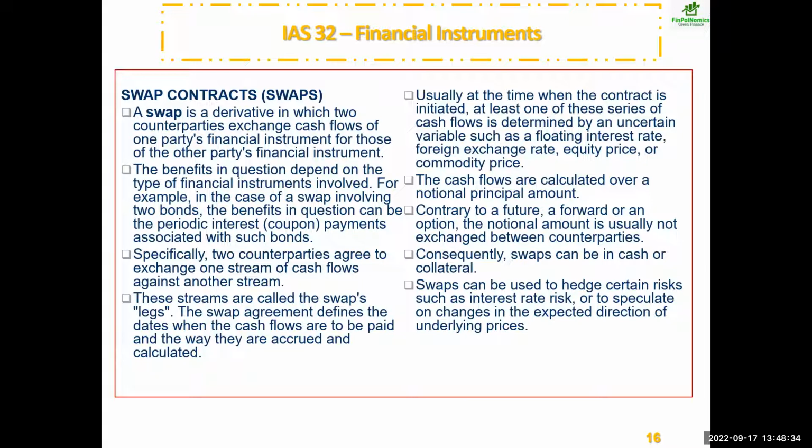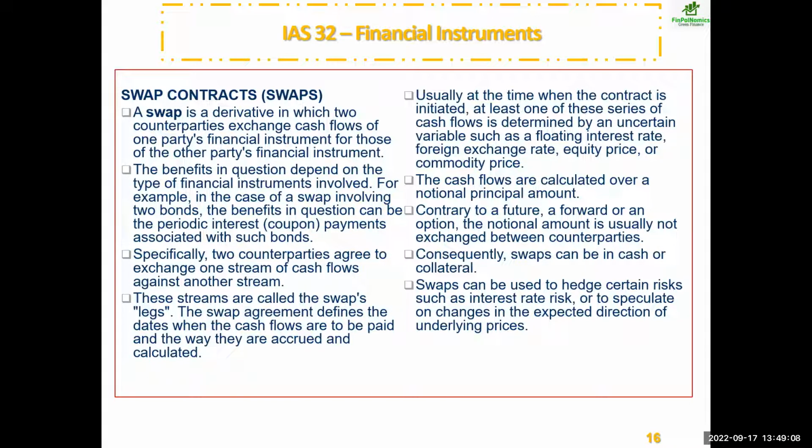Specifically, two counterparties agree to exchange one stream of cash flows against another stream. These streams are called the swap legs. The swap agreement defines the dates when the cash flows are to be paid and the way they are accrued and calculated. Usually at the time when the contract is initiated, at least one of these series of cash flows is determined by an uncertain variable such as floating interest rates, foreign exchange rate, equity price, or commodity price.